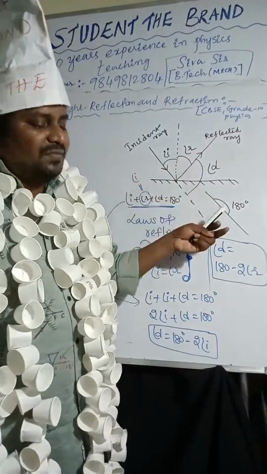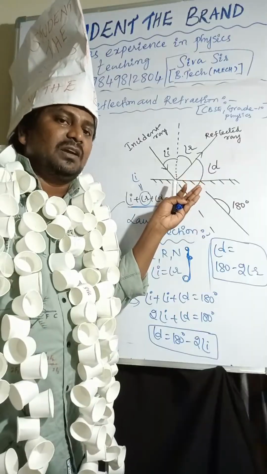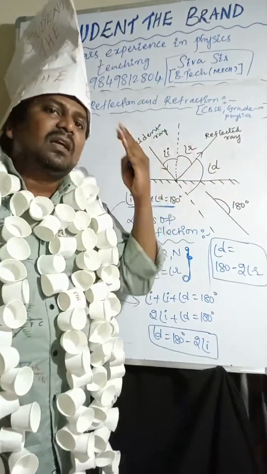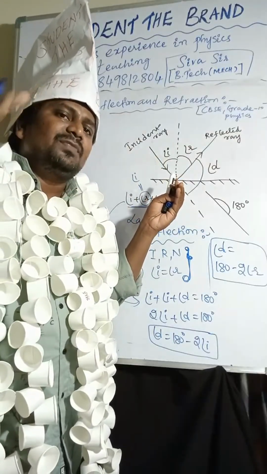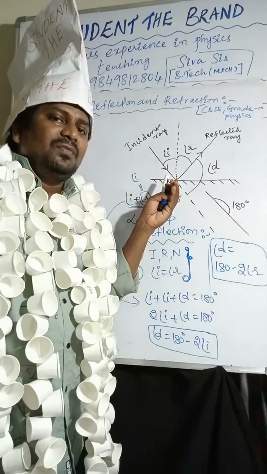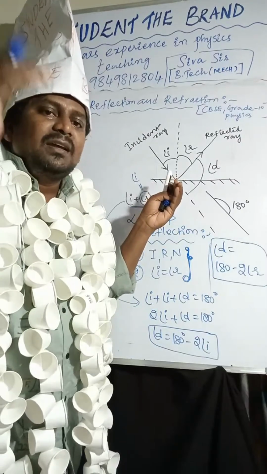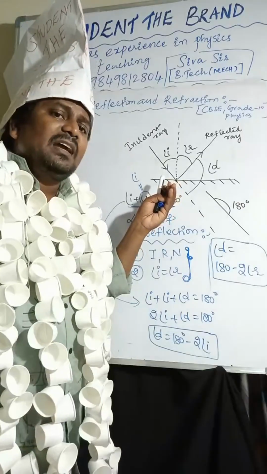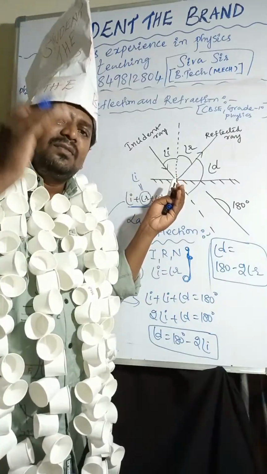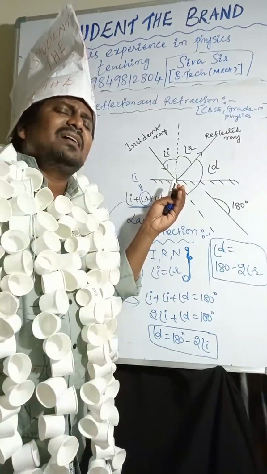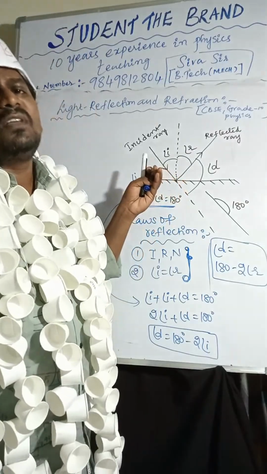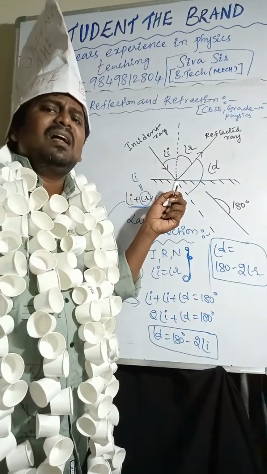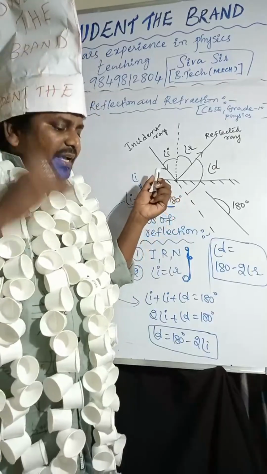What is reflection? The bouncing back of the light from the reflecting surface is called reflection of light. Okay, so next we are going to the next topic.